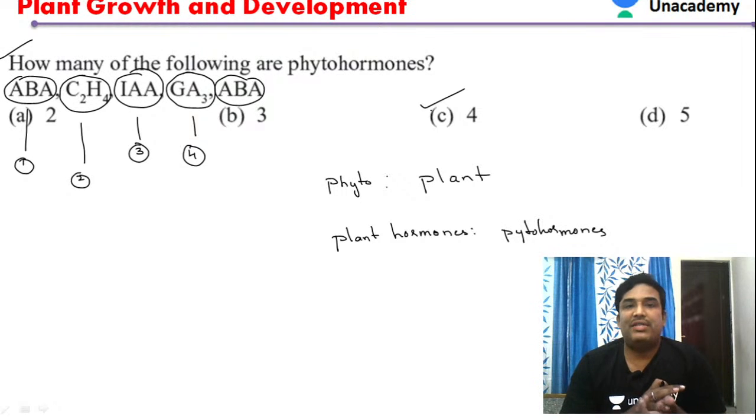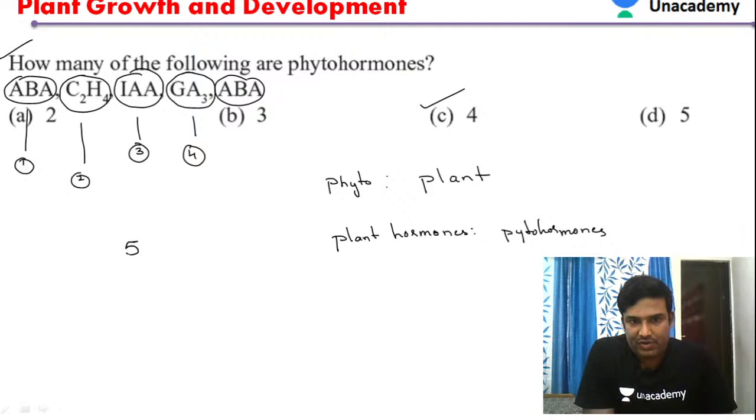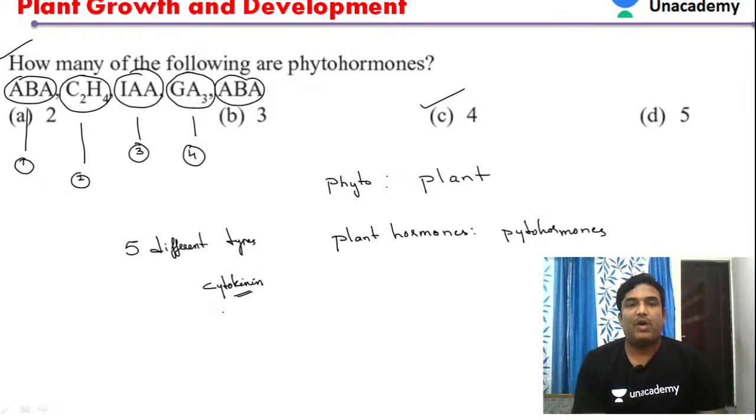The fifth one is cytokinins. So in plants we have 5 different types of hormones. In this case cytokinins was not given in the question. But according to the question, which of the following are phytohormones? Here, 4 phytohormones of course. So the answer is 4.